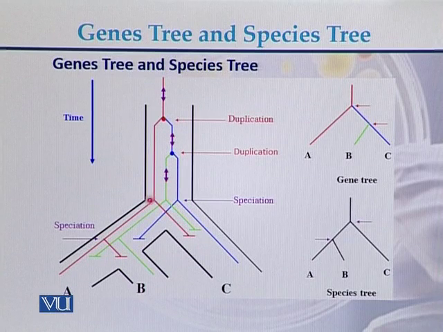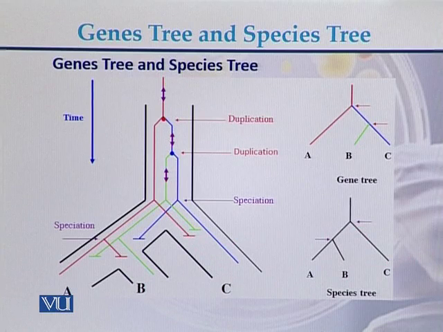So DNA duplications represent the gene tree in the form of red, green, and blue color. But here was the speciation. Species emerged here. So this represents species A, this represents species B, and this represents species C. Here A is this one, B is this one, and C is the third species, this one.